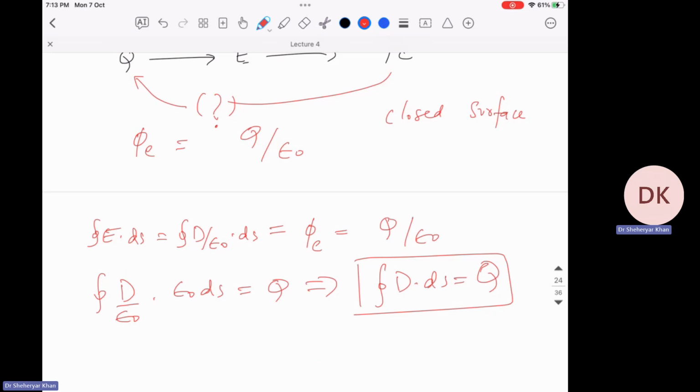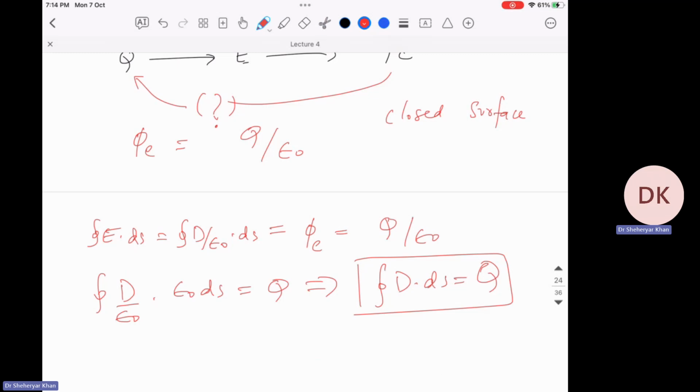So we can put D, we can have Q here. So that means that this epsilon naught here cancels out, and we can find D dot dS is actually Q, right? So that means that if you know the flux density, then you can integrate it over the surface area and you will get actually the flux, right? Or you can have a charge here, right? So that means the charge is responsible for producing the flux lines.